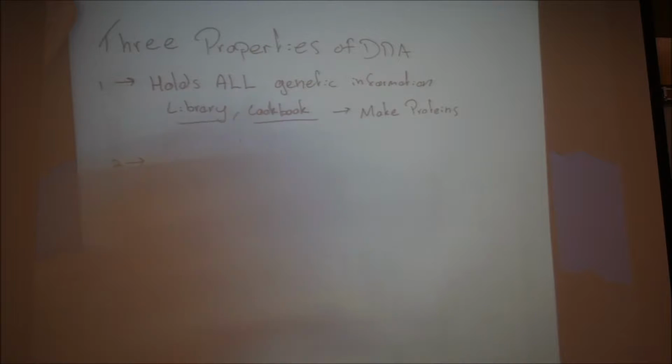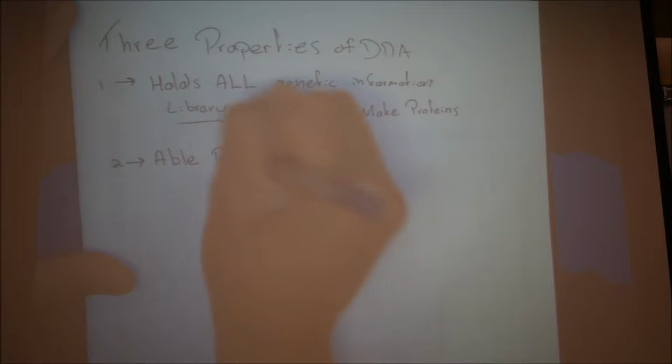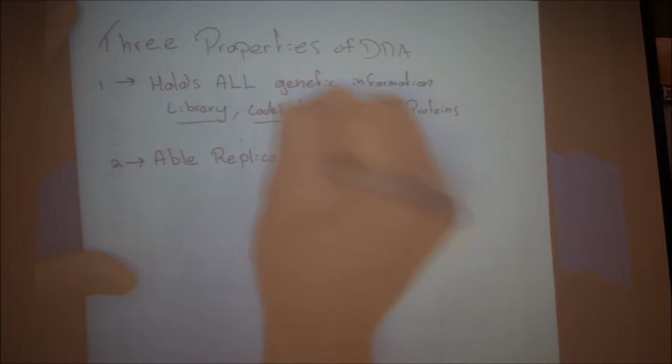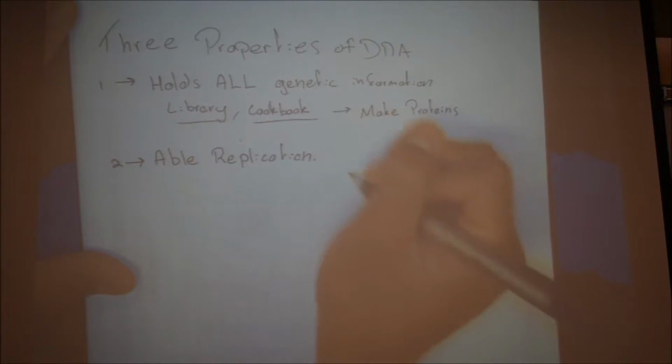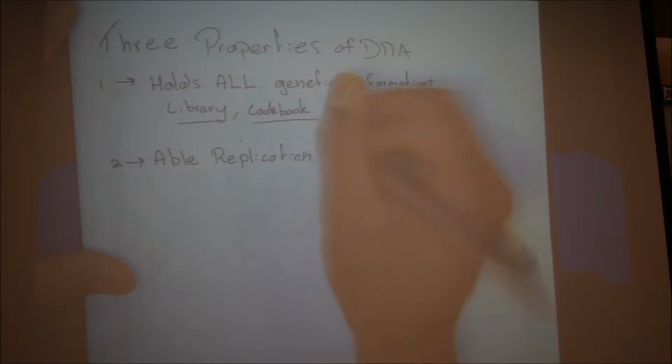The second property is it's able to replicate. All right. That's right. And the importance of replication is what? Why do we need to be able to replicate our DNA? We need to be able to replicate our DNA so we can pass it on to future generations.